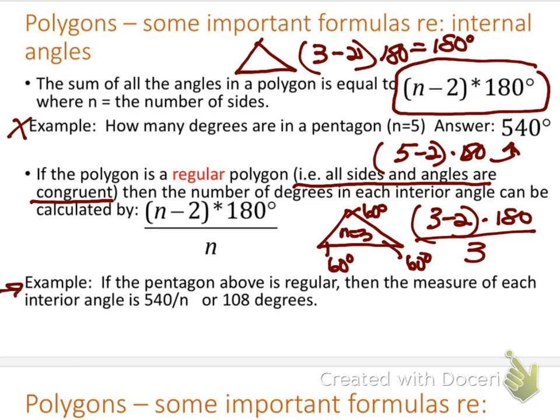I always find it helpful to memorize it in terms of a triangle, because if I test out a triangle, I can know whether I have used the formula correctly. And then the idea of regular, you're going to have equal angles, so just divide by n, and you have each angle. So let's go on to another important thing with polygons.